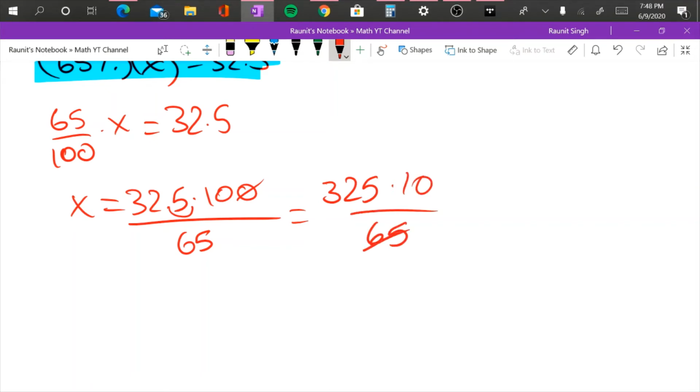And then we're just going to simplify it. So 13, and this is going to be 65, and this is going to be 5. Okay. And then we're going to get $50. That's going to be your final price. Okay, so let's move on to the next example.